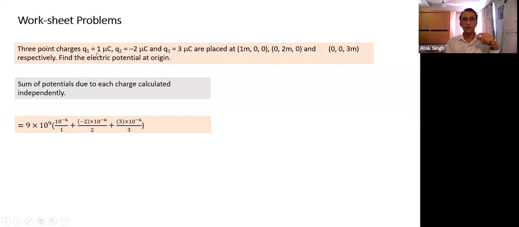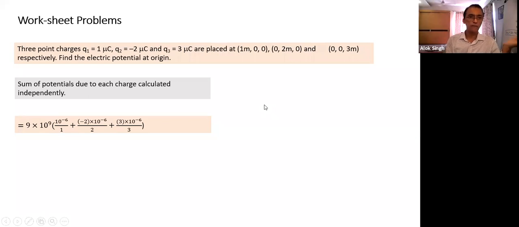And what is the distance of this charge from the origin? This charge's distance from the origin is 1. Second charge is minus 2 microcoulomb, distance is equal to 2. And third charge is 3 into 10 to the power minus 6. You understand where the charge is placed? The third charge is placed at 0, 0, 3. The calculation of distance is pretty straightforward. The z coordinate itself is the distance.